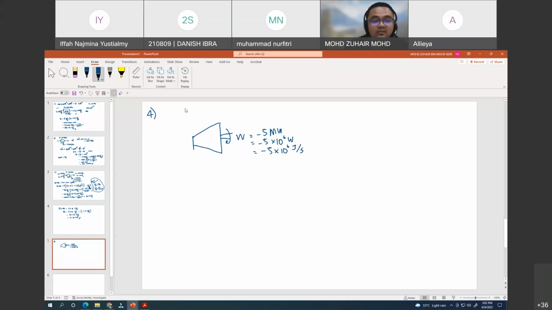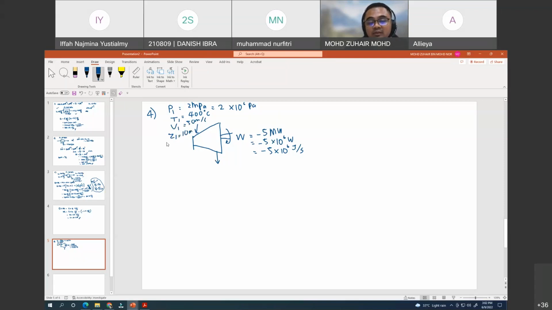Okay, and then what else do we have? We have P1. This is inlet, this is outlet. P1 is 2 megapascal, which equals 10 power of 6 Pascal. Then we have T1, the temperature here. We have V1, velocity of 50 m/s, and then Z1, a magnitude of 10 meter.